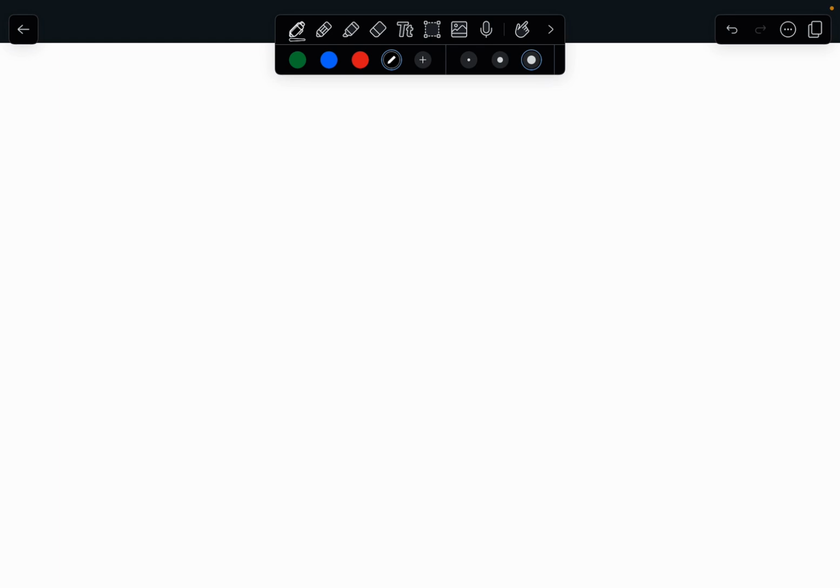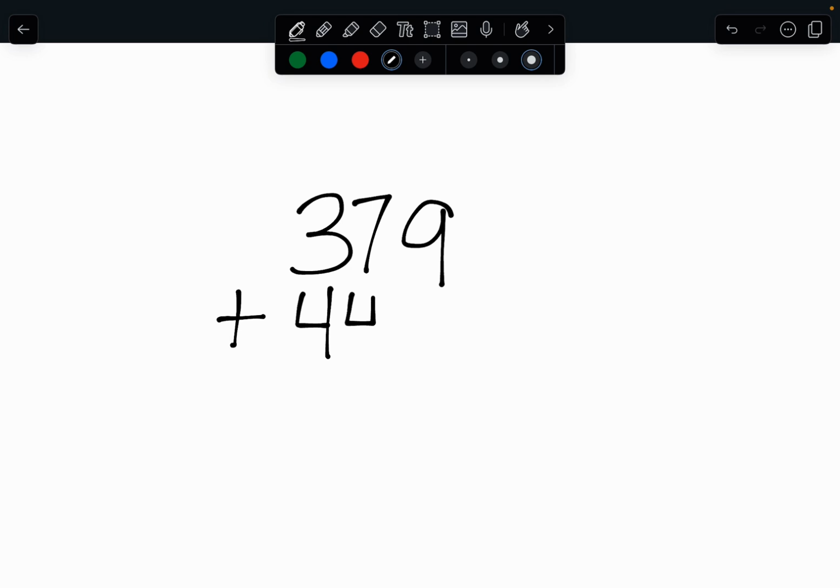So this is what we're going to do now. We're going to do 3-digit addition. 379 plus 445. Remember, when we add, we always start here at our ones place, okay? So we have 9 plus 5. What is 9 plus 5, class? 14. So you're going to put your 4 here.